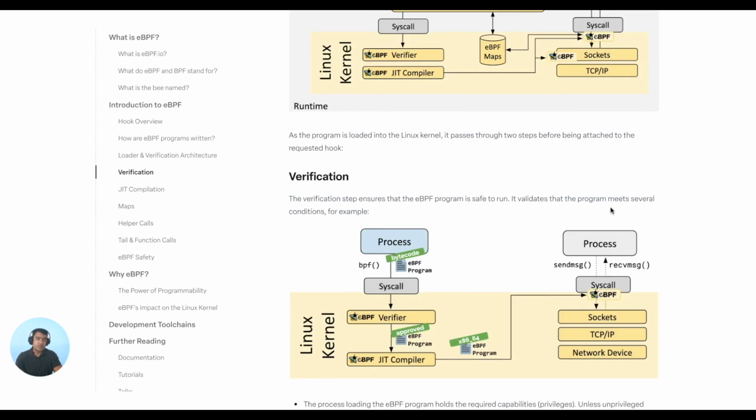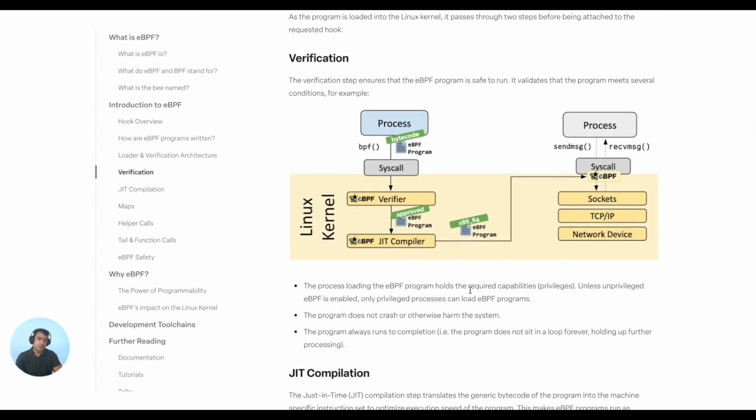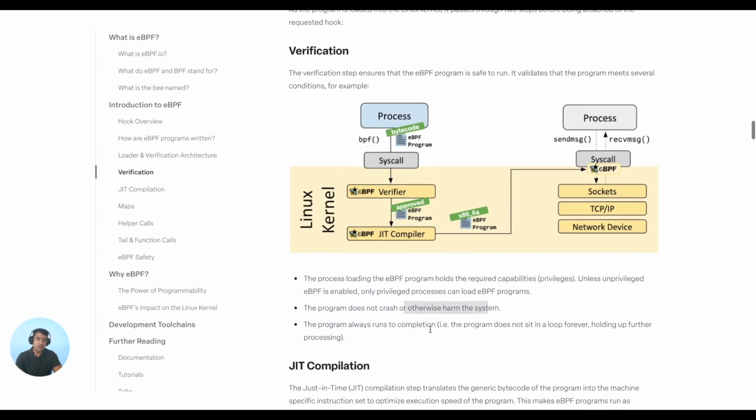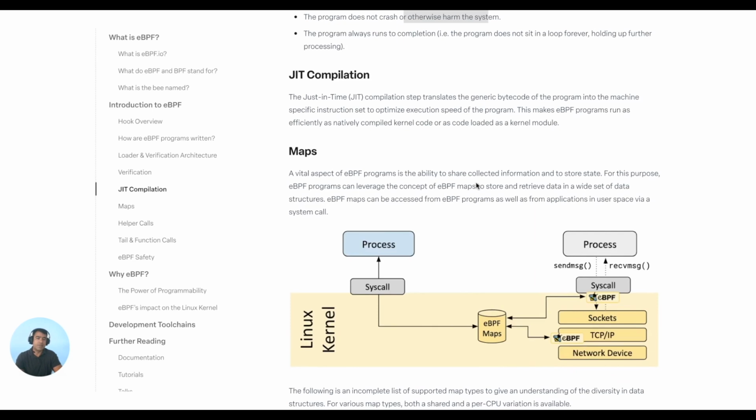It validates that the program meets several conditions. For example, the process loading eBPF holds the required capabilities. That means it has the right privileges. The program does not crash or harm the system, and so on. Also, it follows a method of JIT, just-in-time compilation, to translate the generic bytecode of the program into a machine-specific instruction set.